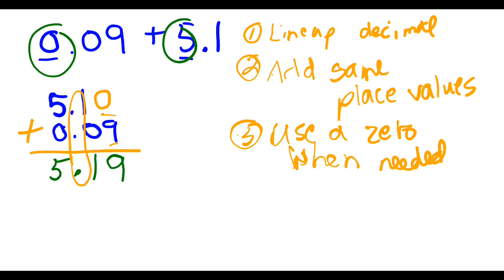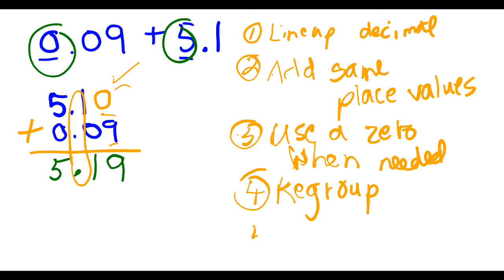So I needed to add a 0 here, and in the previous question I had to add a 0 as a placeholder. One thing that we haven't shown actually is to regroup when needed. So if you have too many ones, then they would go tens, and if you have too many hundredths, they would become tenths, and so on.